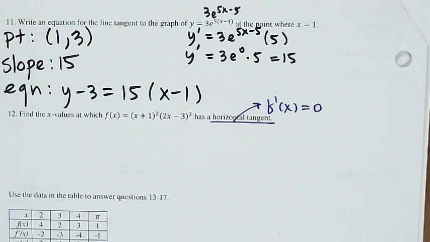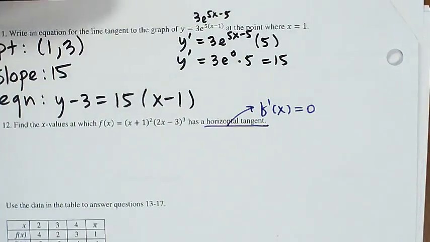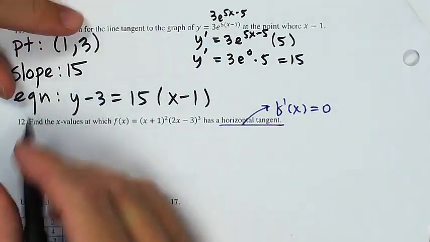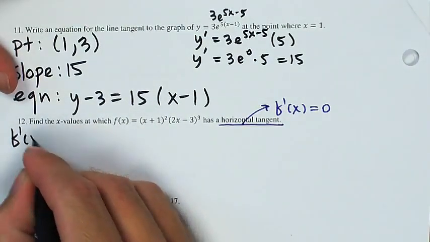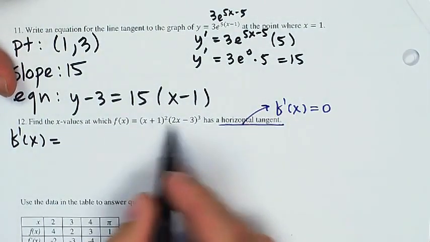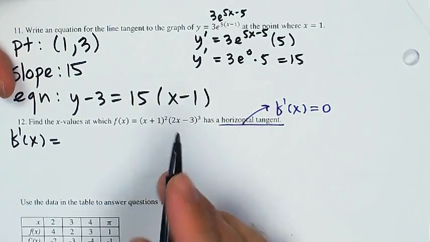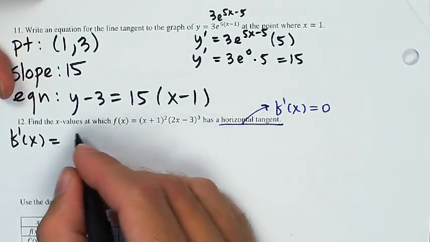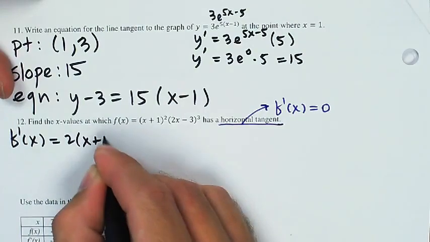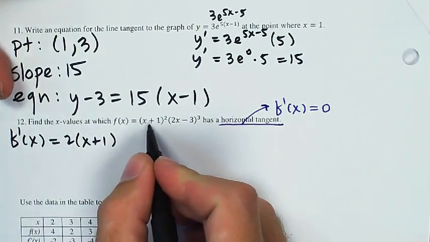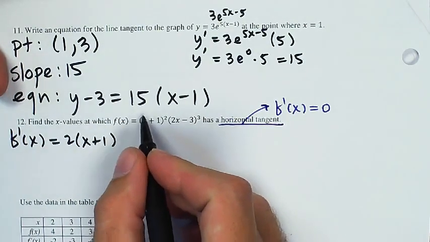And in order to find out where the derivative is equal to 0, we're going to need to find out what the derivative is, right? So I'm going to say f prime of x is equal to, I'm going to do product rule. And I think I'm going to do this one first. So the derivative of this piece is 2 times x plus 1 to the first power times the derivative of x plus 1 for the chain rule, which is just 1 plus 0.